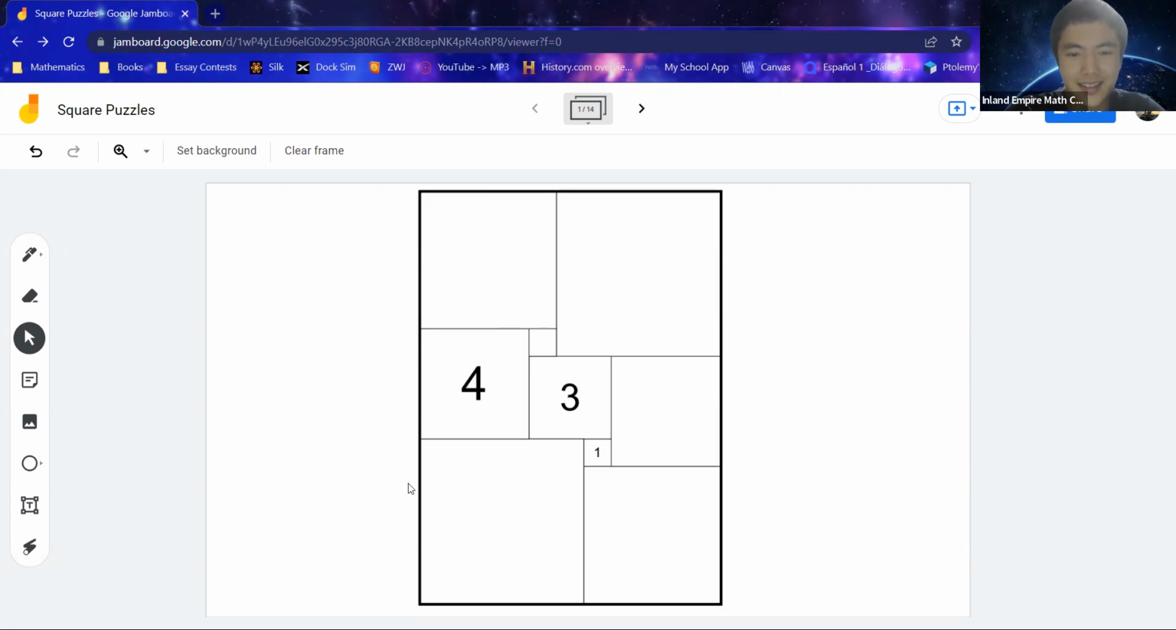As you can see right here, we have a giant rectangle. Inside the rectangle, we have divided the shape into several little squares, and a number inside a square indicates its side length. For example, this square with the 4 inside it means its side length is 4. In this puzzle, we are trying to figure out the side length of every single square. That's not hard.